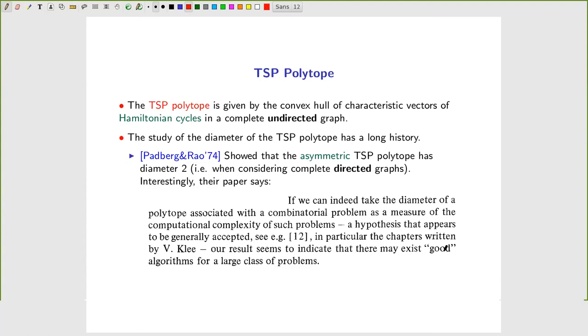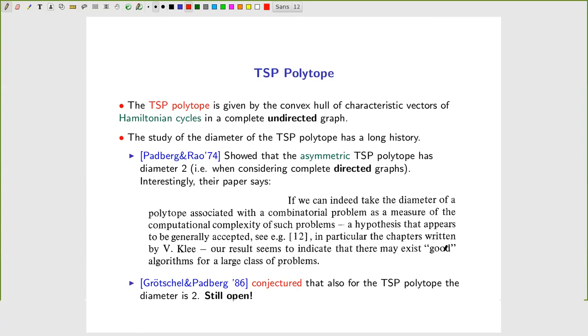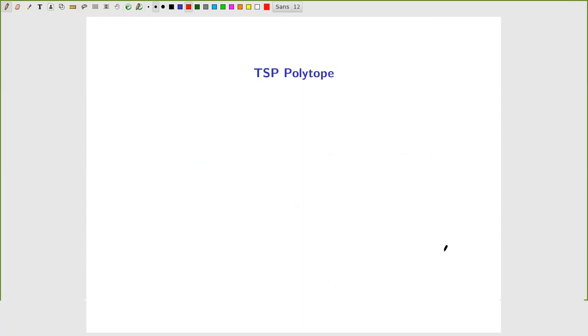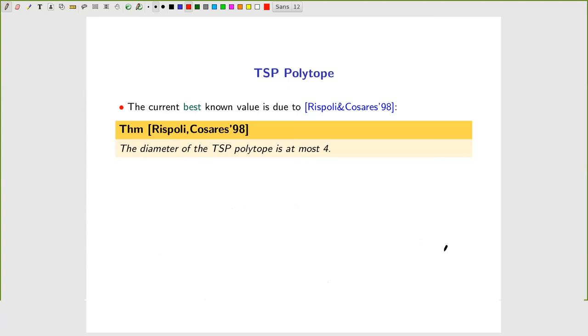And actually, Grötschel and Padberg in '86, so more than 30 years ago, conjectured that the same should be true also for the TSP polytope, the undirected counterpart. They conjectured that the diameter is also 2, and this conjecture is still open after more than 30 years. So what is the best bound? The current best known bound is more than 20 years old, due to Rispoli and Cosares, who show that the diameter of the TSP polytope is at most 4.